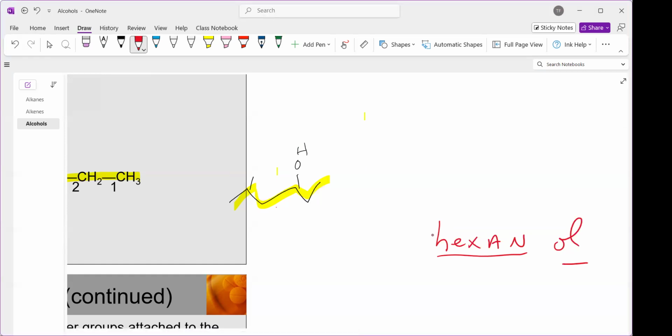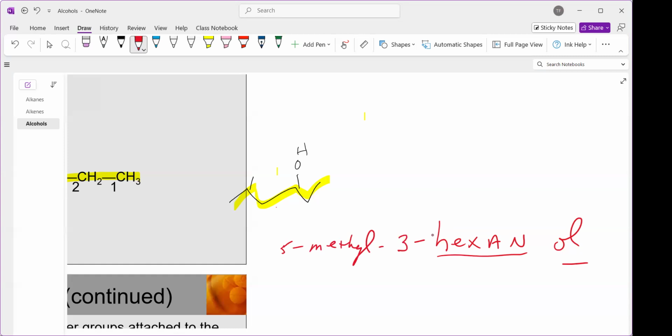So if we start here, it's number 3. If we start on the other side, it's 1, 2, 3, 4. So 3 is lower than 4. So it's going to be 3-hexanol, and we have a branch on carbon 1, 2, 3, 4, 5. So 3-methyl, 3-hexanol.